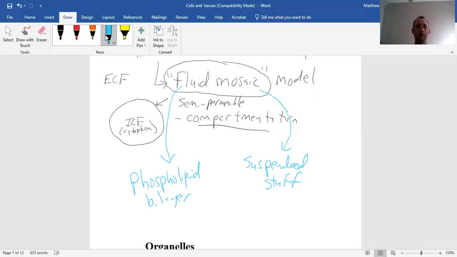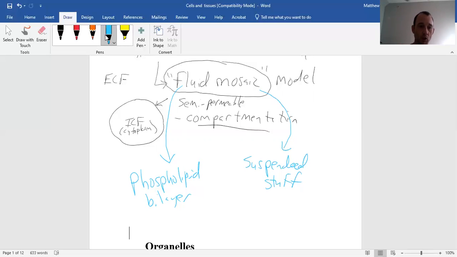So the phospholipid bilayer is referred to as the fluid. It's a dynamic part of your cell membrane. In other words, very much like a fluid, it's mobile. These phospholipids bounce around, move around. And then you have things suspended within that.